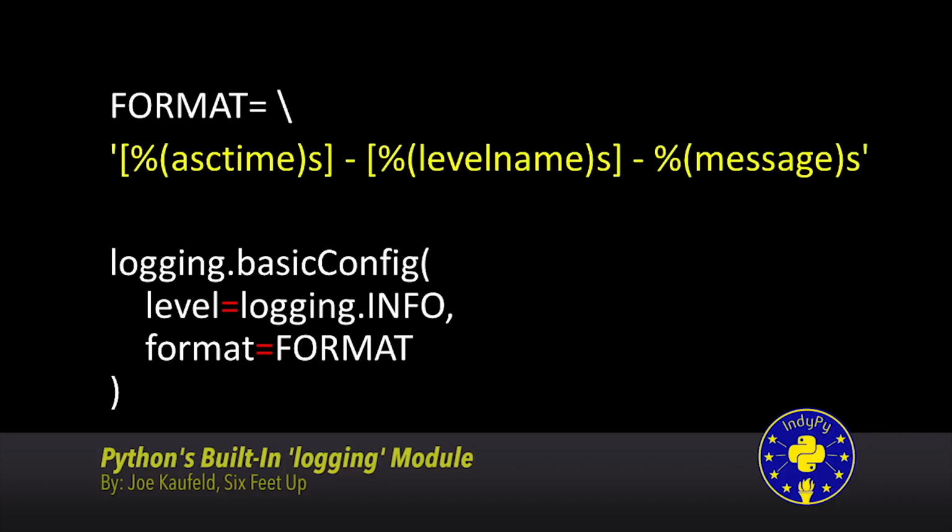So asctime is going to give us a timestamp, which is super awesome. Then levelname is essentially the info, warning, debug, all that good stuff. And then the message is the string that we pass in as the argument. So that's the first part. I'm almost done. Now we move down to level.